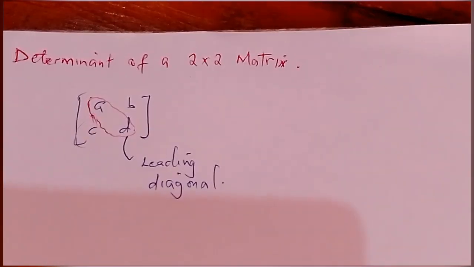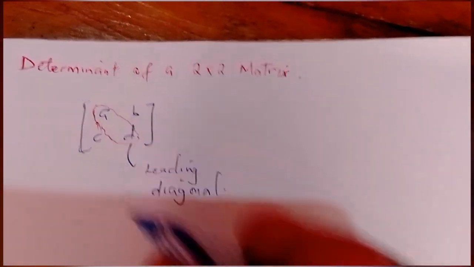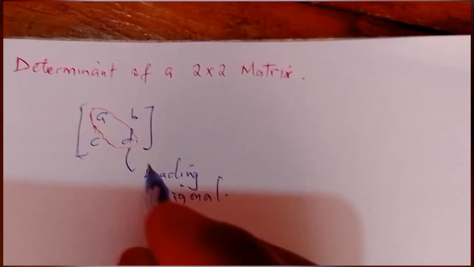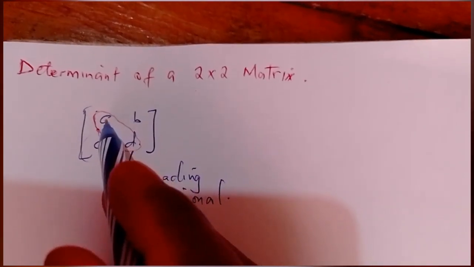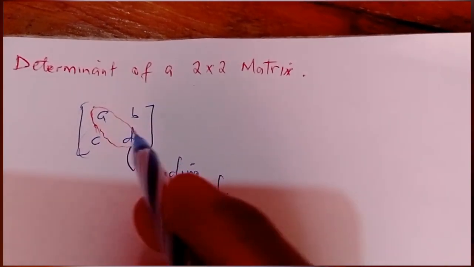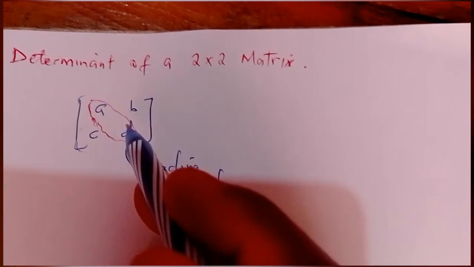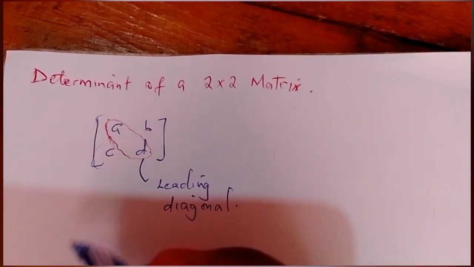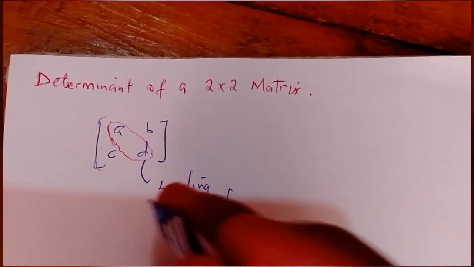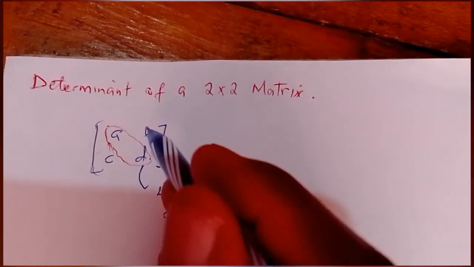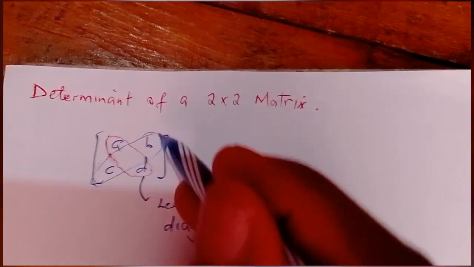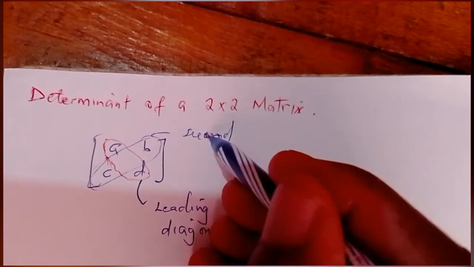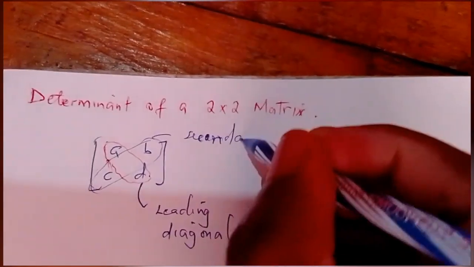So for the determinant of this 2 by 2 matrix, we take the product of the elements in the leading diagonal minus the product of the elements in the other, the secondary diagonal. I'm saying this is the secondary diagonal.